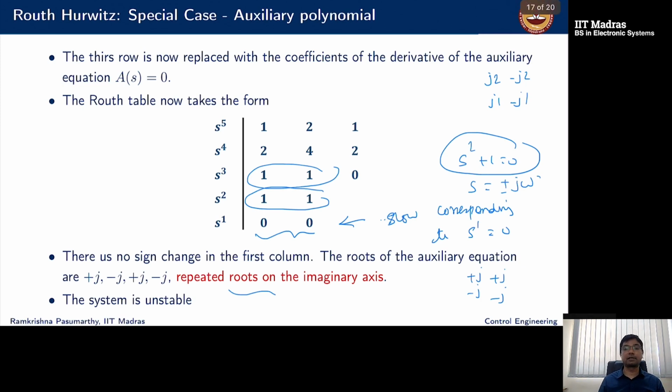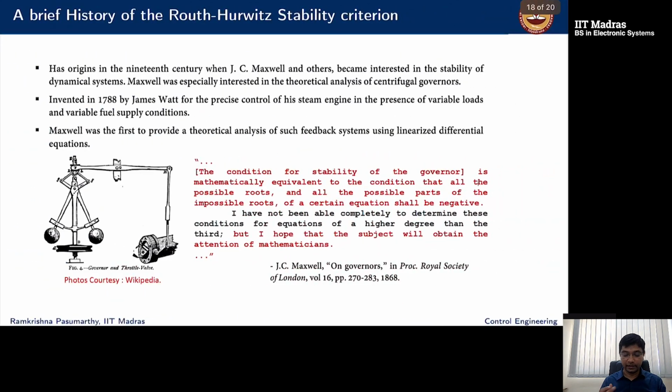We did a lot of this analysis while we learned the topics on stability. So this is how people traditionally used to compute or infer stability for higher order polynomials, much before high power computing equipment came into place. What is the history of this? So we go back to the 19th century when J.C. Maxwell and others became interested in stability of dynamical systems. Maxwell was essentially interested in the theoretical analysis of centrifugal governors. One of these days we'll talk a little more in detail about this when we talk of controllers.